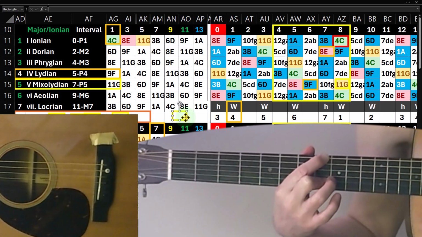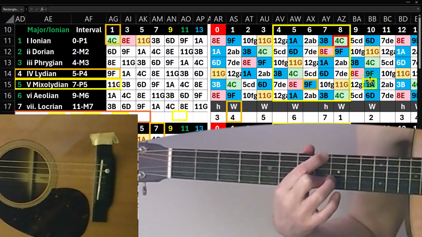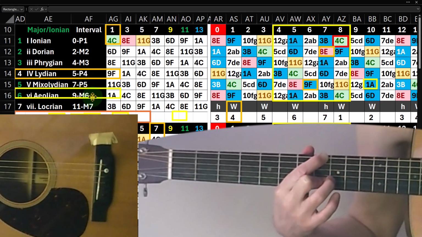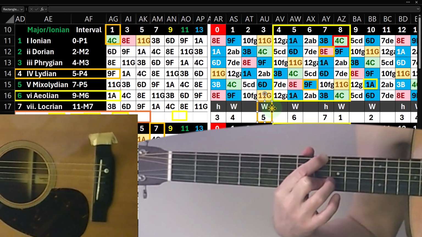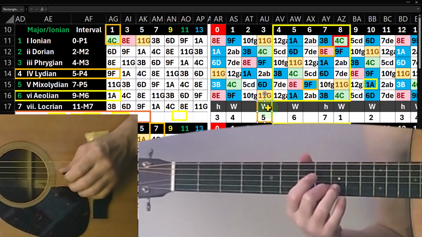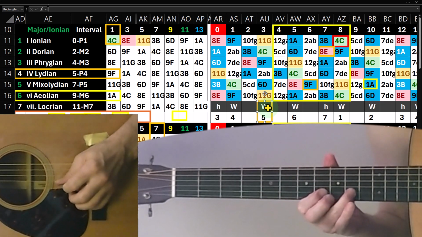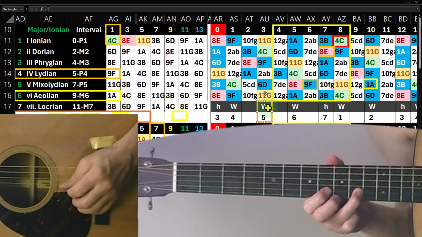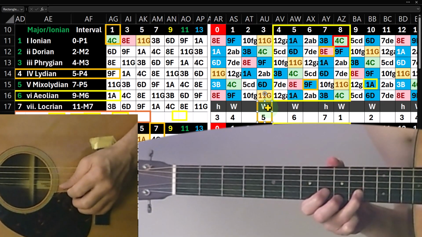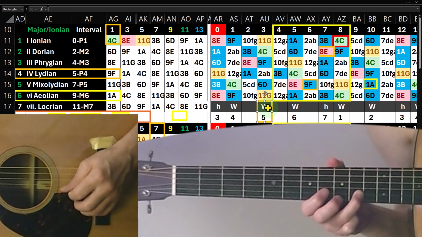Okay, so then let's go from that G to the A. From the G to the A is going from the 5th to the 6th. So now I'm going from the 5th to the 6th. It's a whole step. 5th to the 6th is a whole step. And the Mixolydian, absolute mode number 5, to absolute mode number 6, Aeolian, Mixolydian to Aeolian is a whole step.